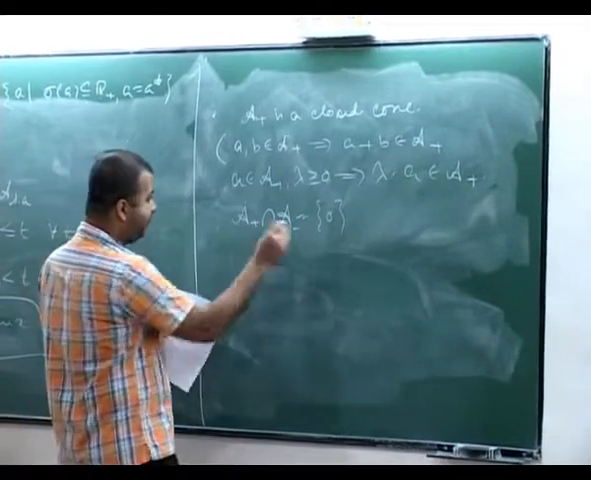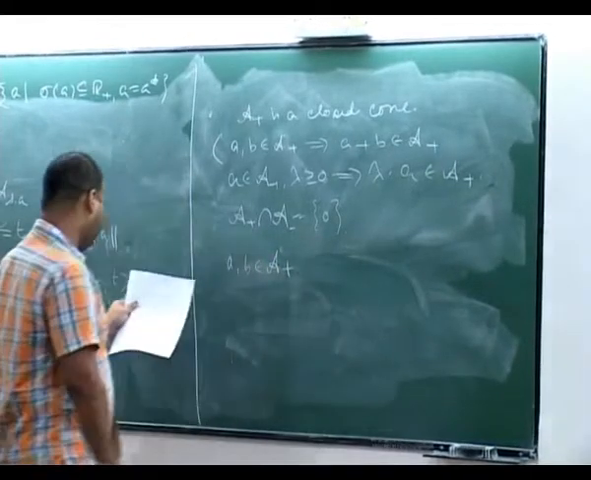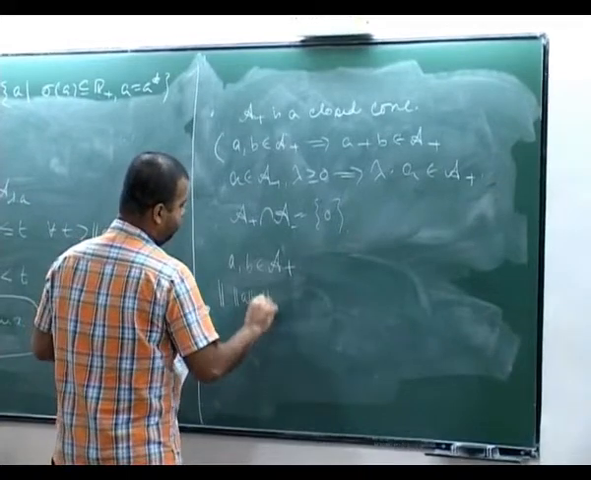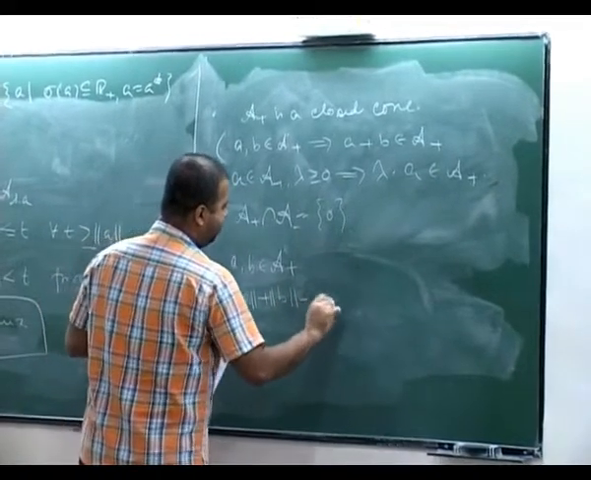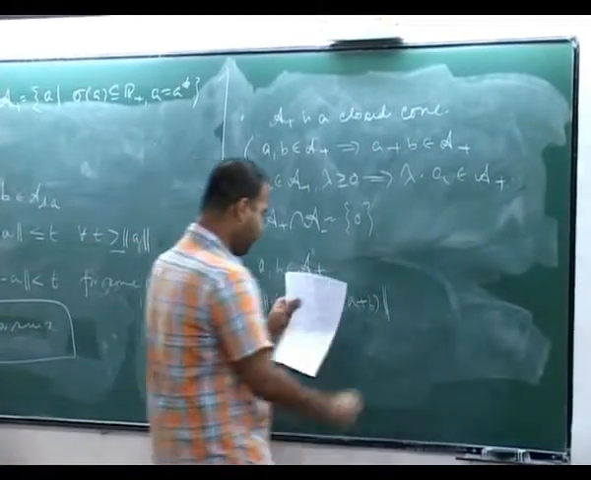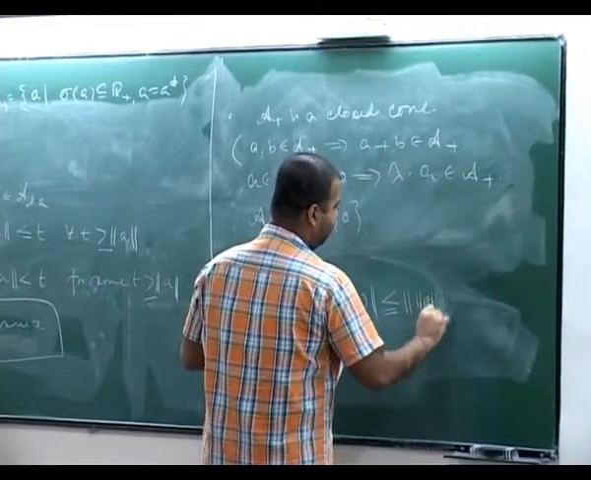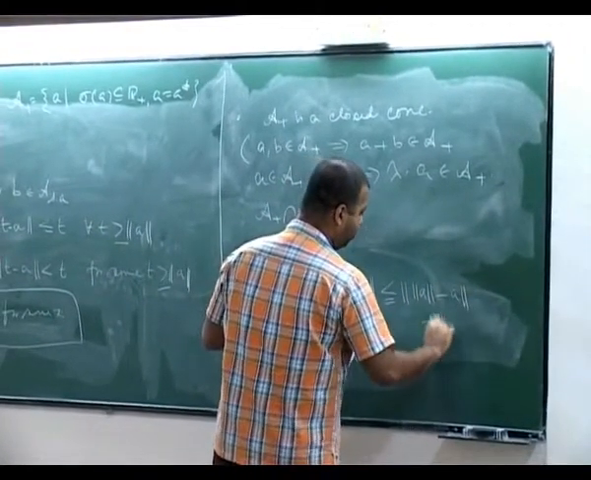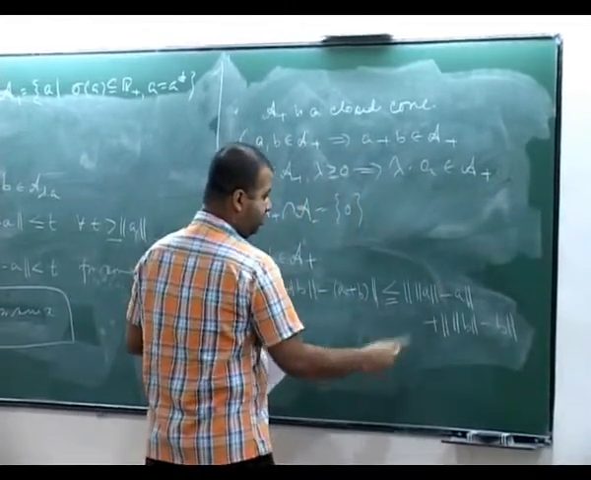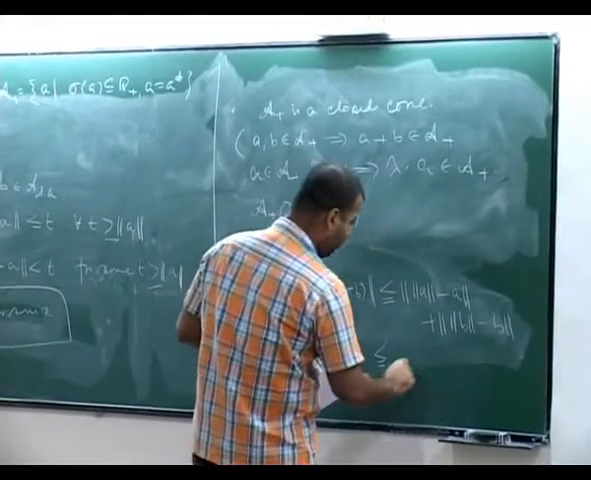So, you take two elements A, B from A plus, and then you try to estimate this quantity and see by triangle inequality that this is less than or equal to this. This is the triangle inequality, and this is condition 4 implies.